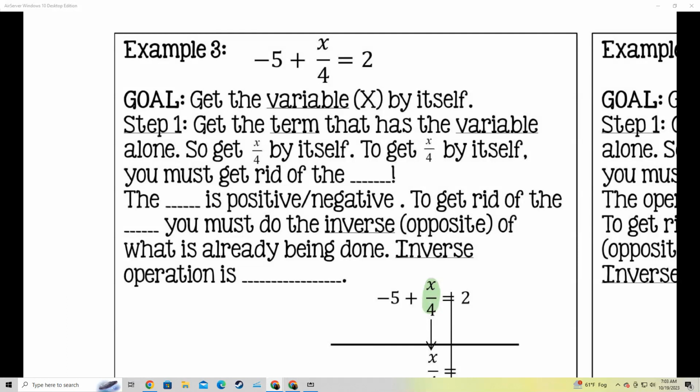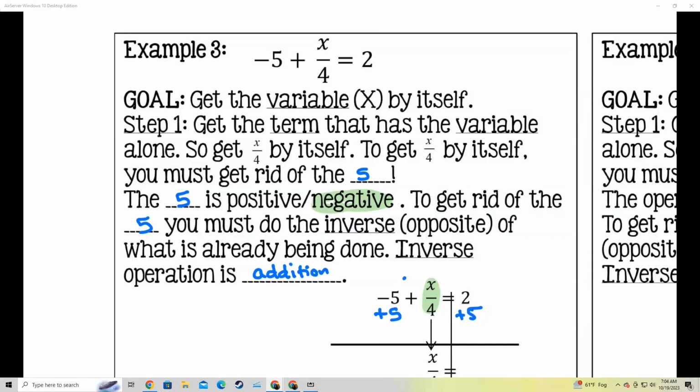To get the x over 4 by itself, we must get rid of the 5. The 5 is negative. To get rid of the 5, you must do the inverse opposite of what is already being done. The inverse of negative 5 is to add a positive 5. So we're going to be doing addition. We're going to be adding 5 to both sides.